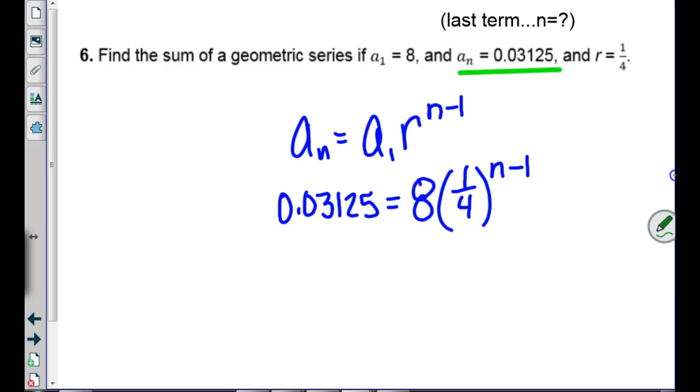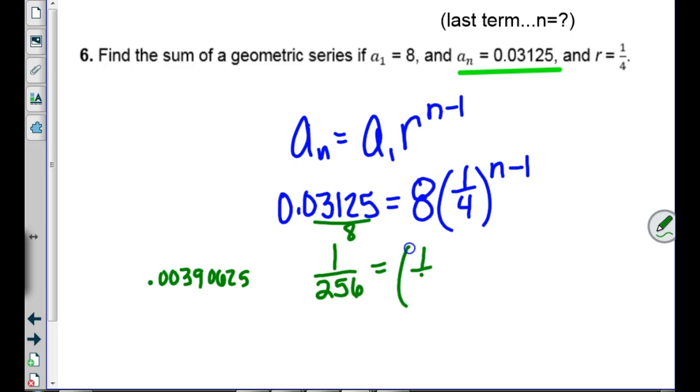You're going to love this question, I can tell. If we divide by 8, we get a little tiny decimal. You should be able to do math, enter, enter. It's actually 1 over 256 after you divide by 8. If you don't want to write it down as a decimal, it's 0.00390625. It is an exact number. And that was 1/4 to the n minus 1.